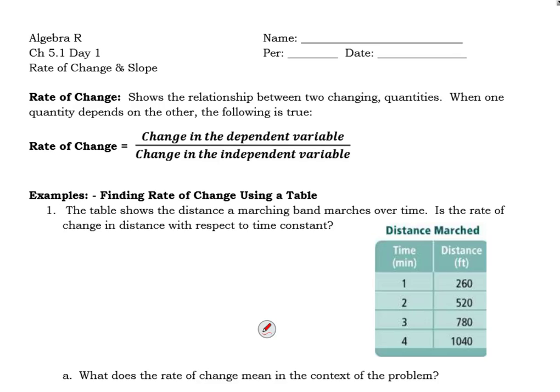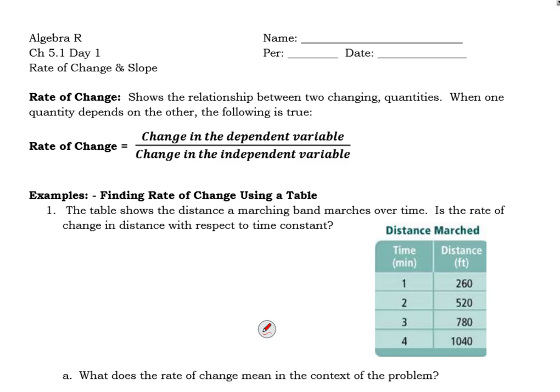Okay, today's the first day of Chapter 5, so you're going to need a new divider in your binder, and Chapter 5 is all about linear functions. Most of the stuff that you're going to see in this chapter is review from middle school, but we are going to add some different types of problems and make them a little bit more complicated than the ones you saw in middle school. So for today, we're talking about rate of change and slope.